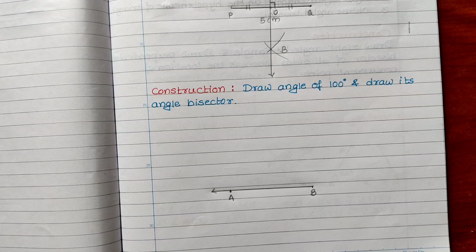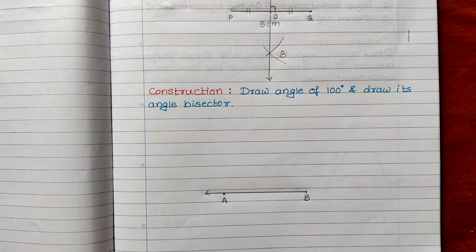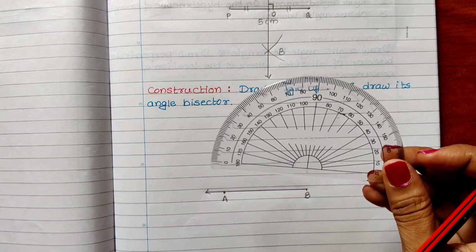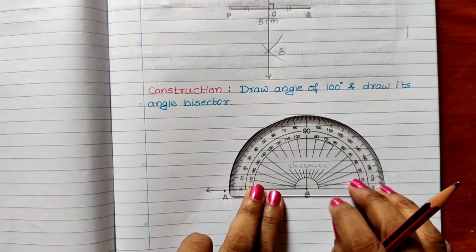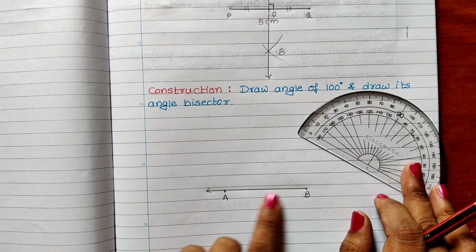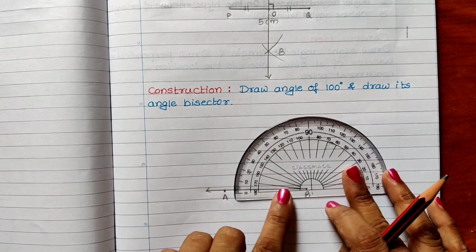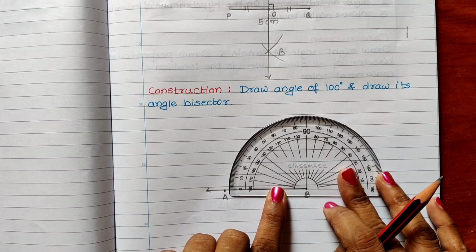Now we will have to use our protractor to draw an angle of 100 degrees. So I am using my protractor. I will place this midpoint on point B. As my ray is on the left hand side, I will start counting from 0 on the left hand side.